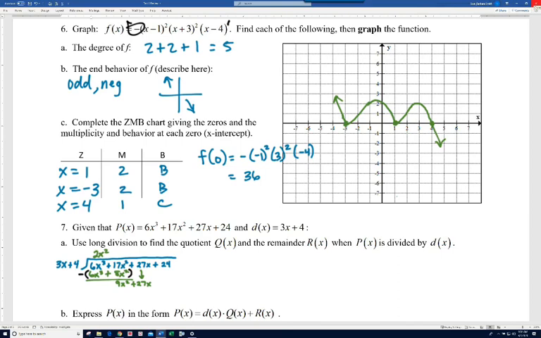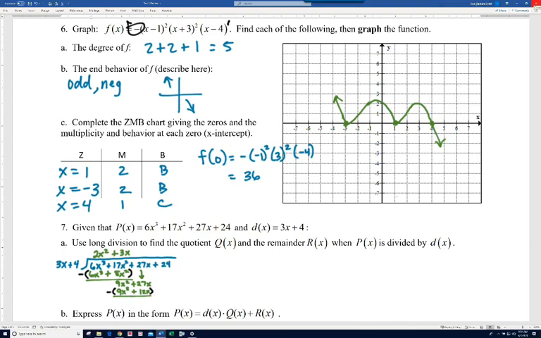And then we ask ourselves now, what times 3x is going to give us 9x squared? Again, if you want, you could do 9x squared over 3x. You're going to end up with 3x here. And so that would be 3x. And now we'll multiply the 3x times our divisor. You'll get 3x times 3x is 9x squared, and 3x times 4 is 12x.